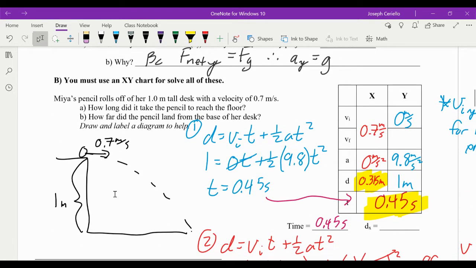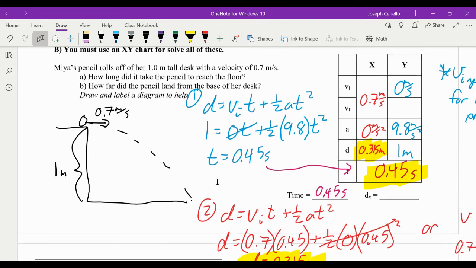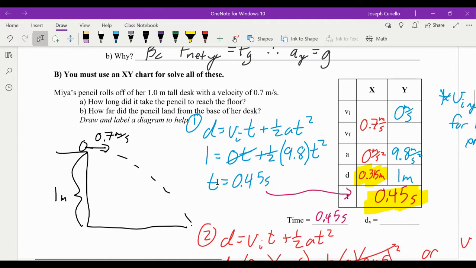All right, so this is just some practice using an XY chart. This is a question we saw last class. So Mia's pencil rolls off her 1 meter desk with a velocity of 0.7 meters per second. So here's an image of what's going on. So my Vx value is 0.7 meters per second. That's why I plug it into the initial and final velocity for the x column. The height of the desk is 1 meter. That's a y distance, right? You see how it's a vertical distance, so that goes into the distance in the y column.